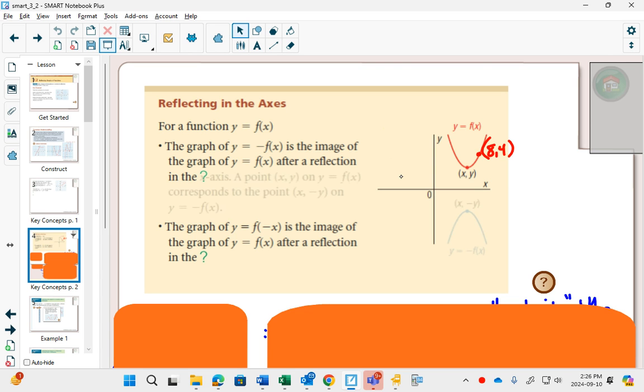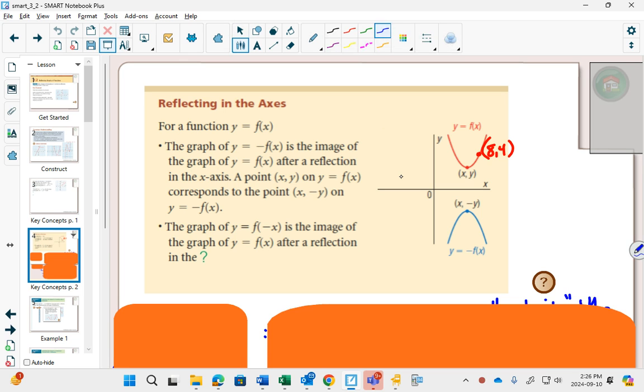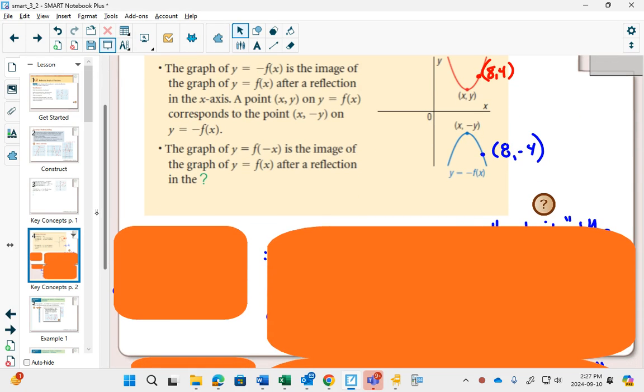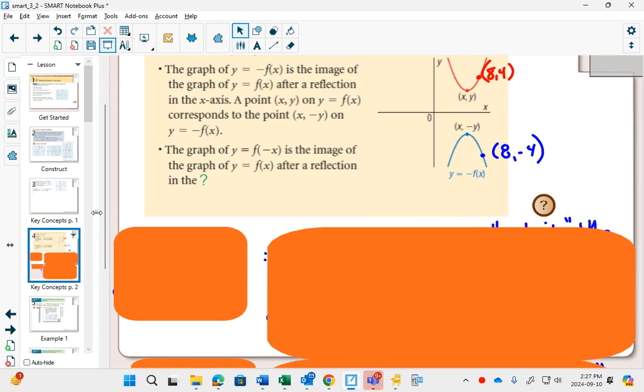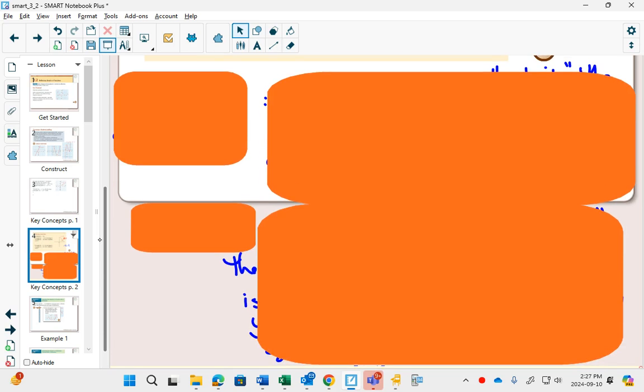If we have a negative outside the function, it would take whatever graph you had and flip it vertically over the x-axis. So I pretended here, if I had a point, and that point happened to be (8, 4), if you flipped it, all that would happen is your y value would get multiplied by a -1. So on the space beside this chart, we're going to write about this much stuff.